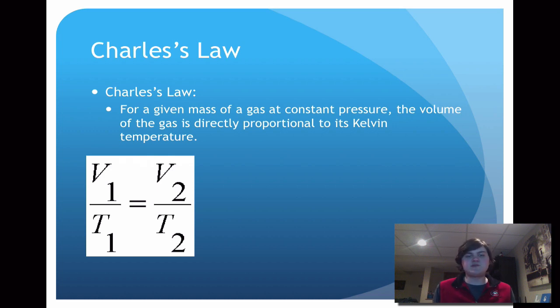Then there will be some change to the system. Either the volume or temperature will have changed, and then there will be new values for V and T, and those go into the subscript of V2 and T2. Since the volume is being divided by temperature in this case, and that's equal to a second volume over temperature, this is the type of equation we would expect when something is directly proportional. As volume increases, so does temperature, or as temperature decreases, so does volume.